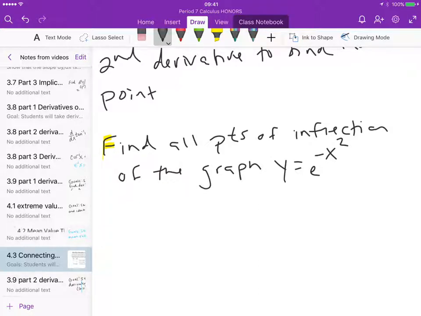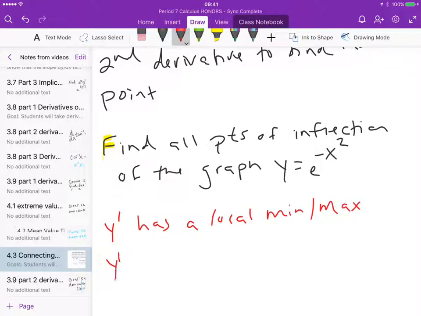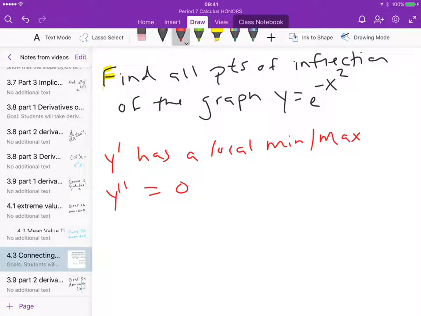Let's recap a little bit. We know that we're going to find a point of inflection when the first derivative, y prime, has a local min or local max, or when the second derivative equals 0. We're going to use that second point, specifically seeing y double prime equaling 0 in this case. So first and foremost, let's find out what y double prime is.